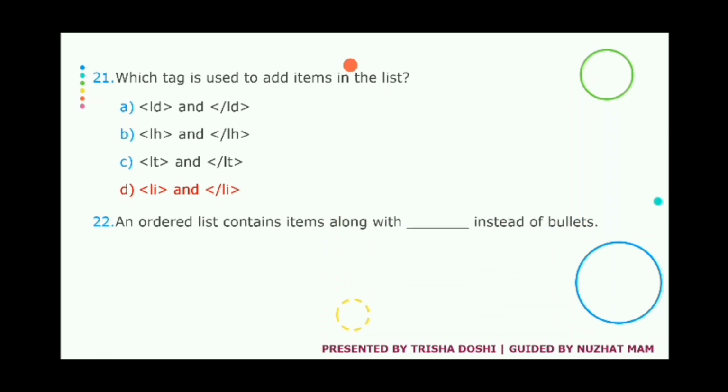Question 22. An ordered list contains items along with ___ instead of bullets. A. Numbers, B. Alphabets, C. Bullet, D. Option A or B. The correct answer is D. Option A or B.